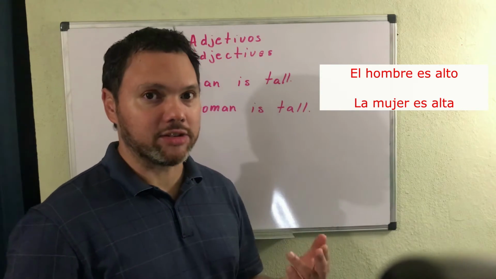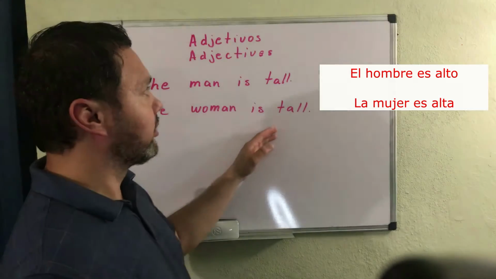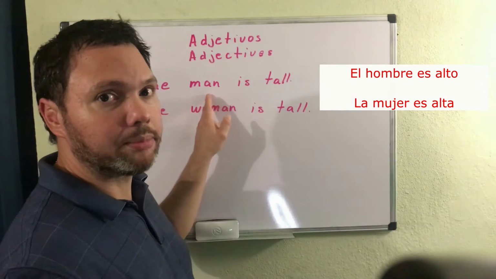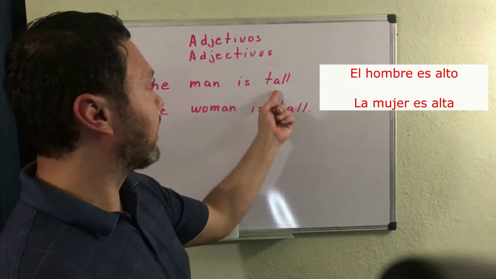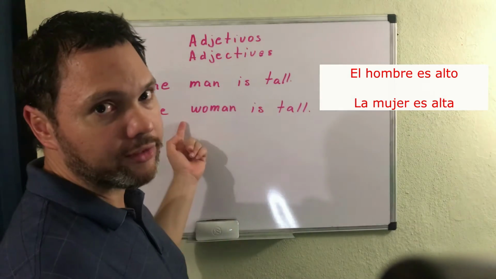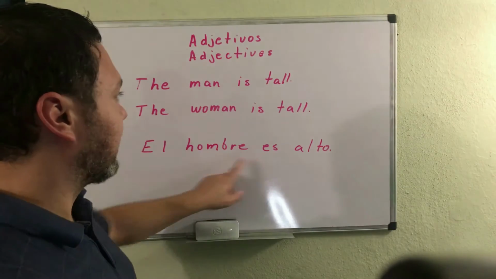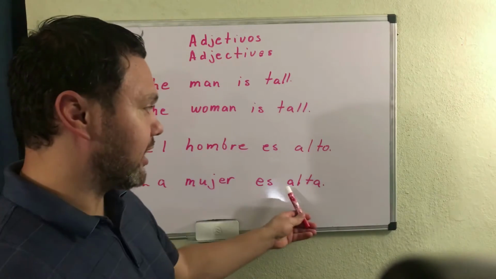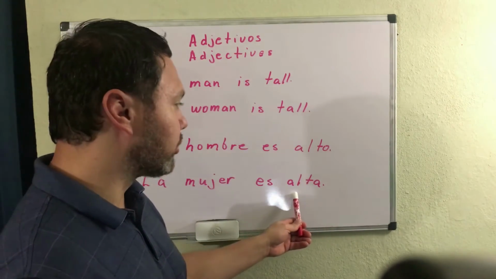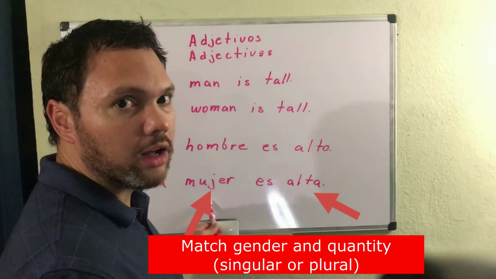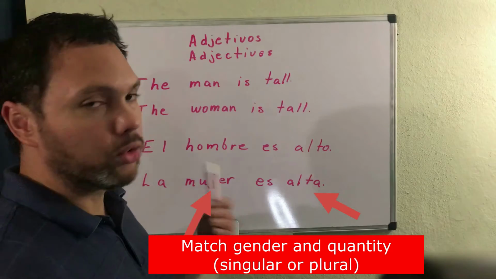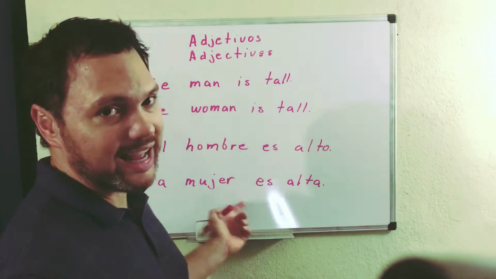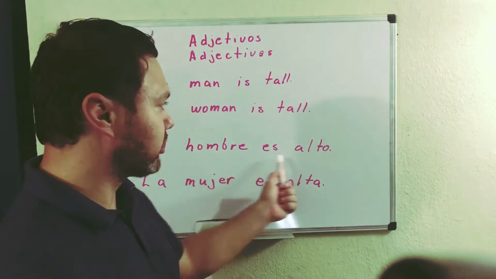However, in Spanish, it changes because in Spanish, the adjective has to mirror the gender and the plurality of the noun. So this has to match this and this has to match this in Spanish. Hombre alto. That matches. However, if I'm gonna say the woman is tall, the adjective in Spanish also has to match the gender of the noun. And also it has to match the plurality. Hombre alto. Mujer alta. Okay, this is singular. Singular, singular, singular. Other example.